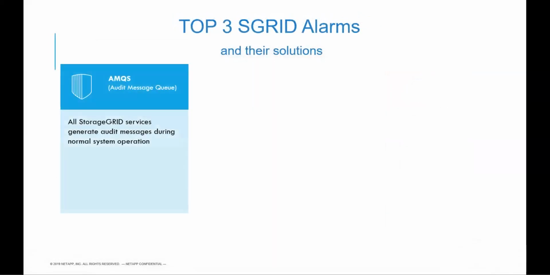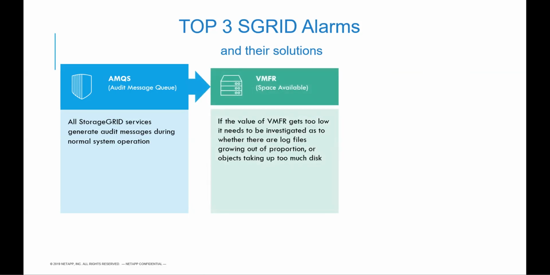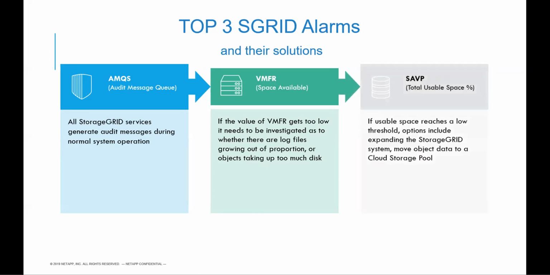All right, so last topic, top 3 StorageGRID alarms and their solutions. Just a quick little briefing of each alarm. AMQS stands for audit messages queued. The second alarm, or the second event, is VMFR, which is volume free space available. And the third alarm is SAVP, total usable space in percentage. All 3 of these have in common space issues, or lack of space, I should say.